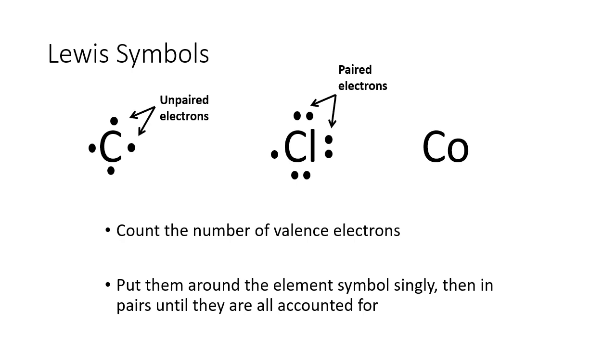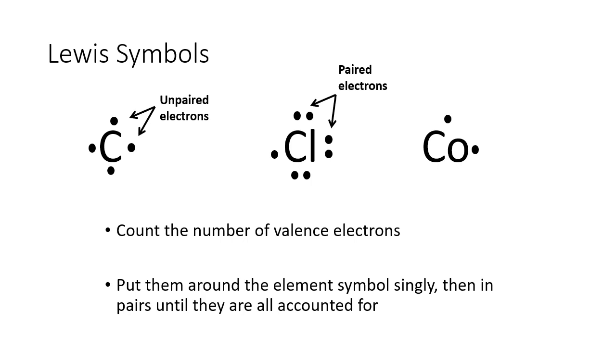Now let's try cobalt. Cobalt is a little bit trickier because remember from the previous slide, cobalt has 9 valence electrons, but we don't have 9 spots. So what do we do? By convention, Lewis symbols only use the electrons with the highest principal quantum number. So in this case, that would be 4s electrons, and there are 2 of them. So the Lewis symbol for cobalt is represented with 2 electrons.